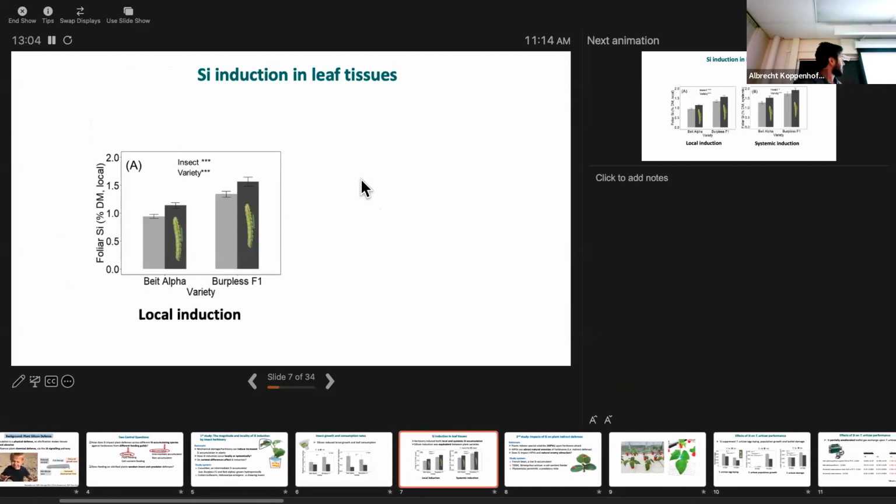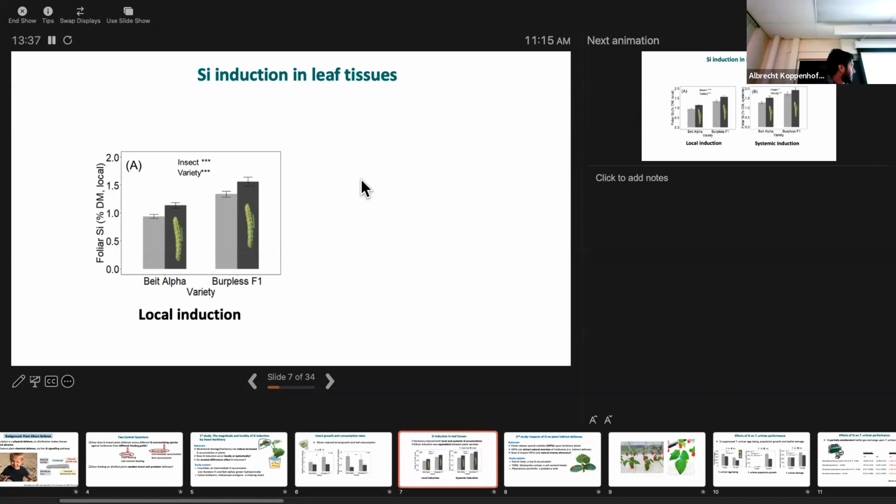So for the silicon induction, we measured the concentration of silicon in leaves. First, the local induction: you can see insect feeding increased the accumulation of silicon in leaf tissues. In both varieties, Bartless F1 accumulated more silicon compared to Bait Alpha, but the induction level was proportionately similar if you compare with the non-insect plants. So it increased following insect feeding. This is the local accumulation.